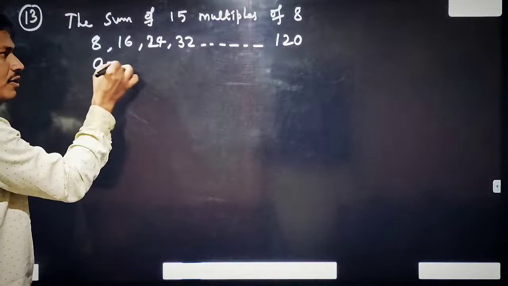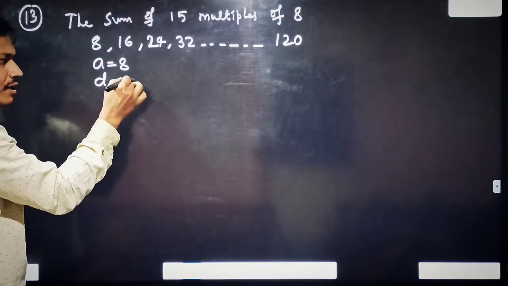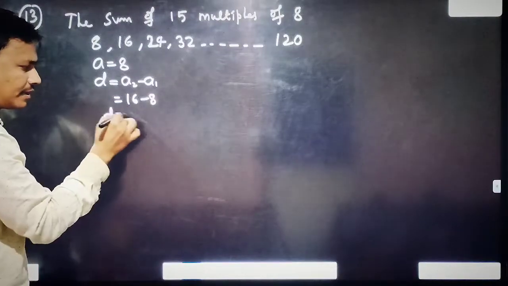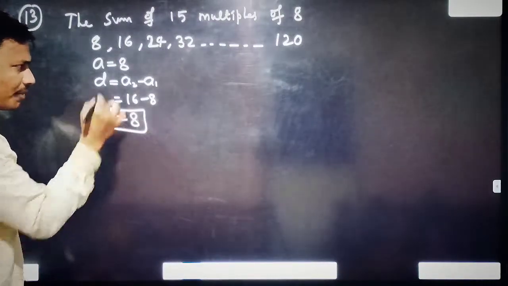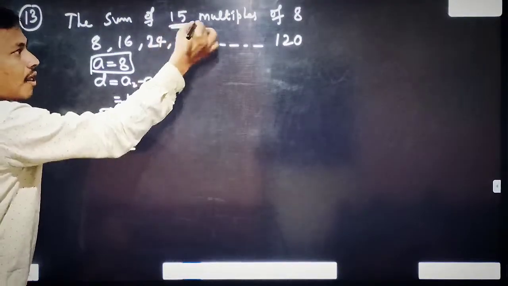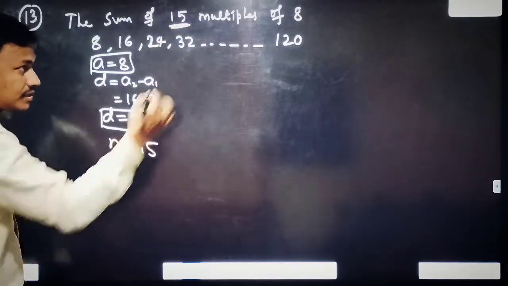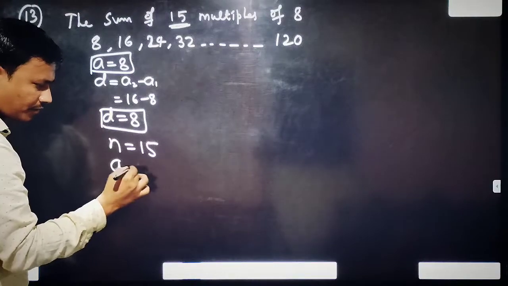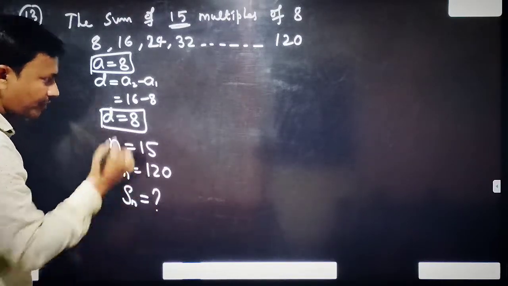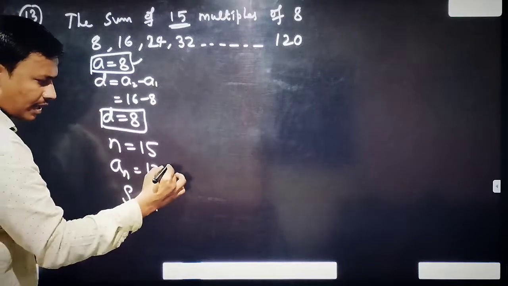What is the a value? 8. What is the d value? A2 minus A1, 16 minus 8. d is equal to 8. Common difference we got. a we got. How many terms are there? 15 terms are there. What is the last term? 120. What we need to find out? Sn. We know the first term. We know the last term.